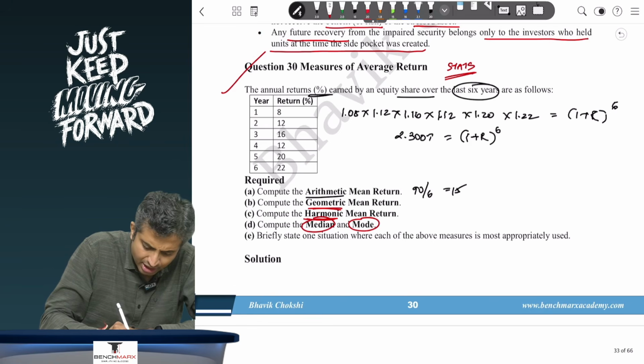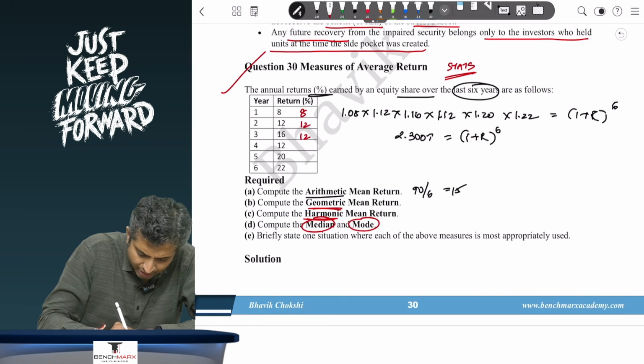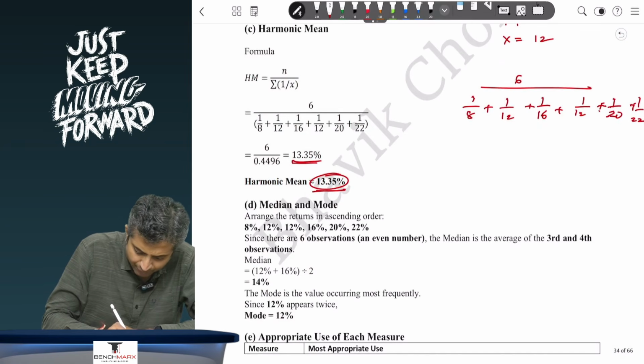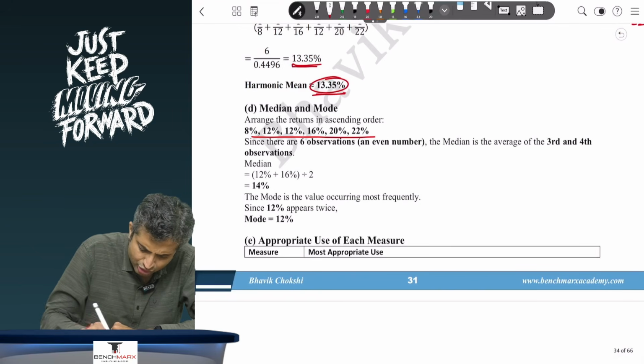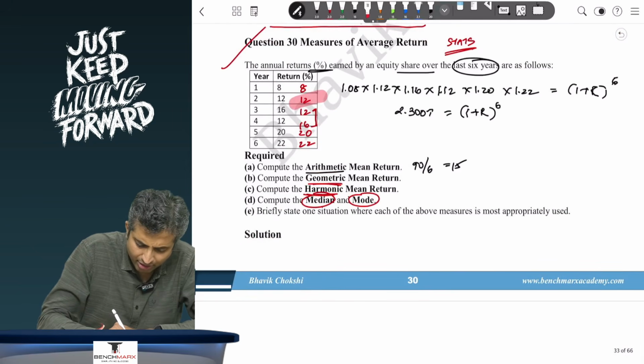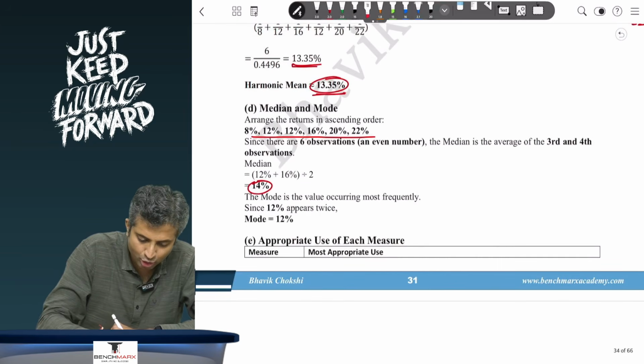Median, I will arrange data in the ascending order. There's 8, 12, then again 12, then 16, then 20, and then 22, which means the median is somewhere between the two, 12 and 16. So this will come to 14 once the data is arranged. Mode is the most frequently occurring value, which is 12, and hence your mode comes to 12.